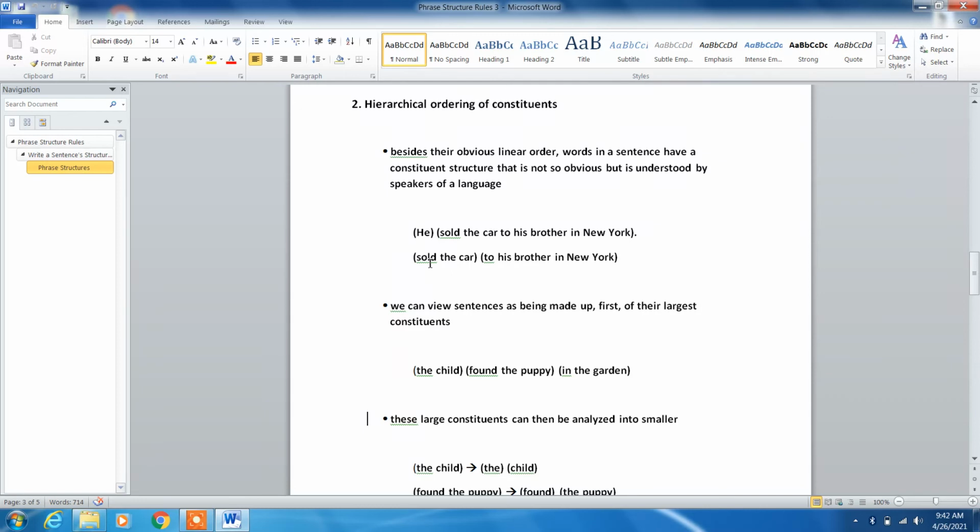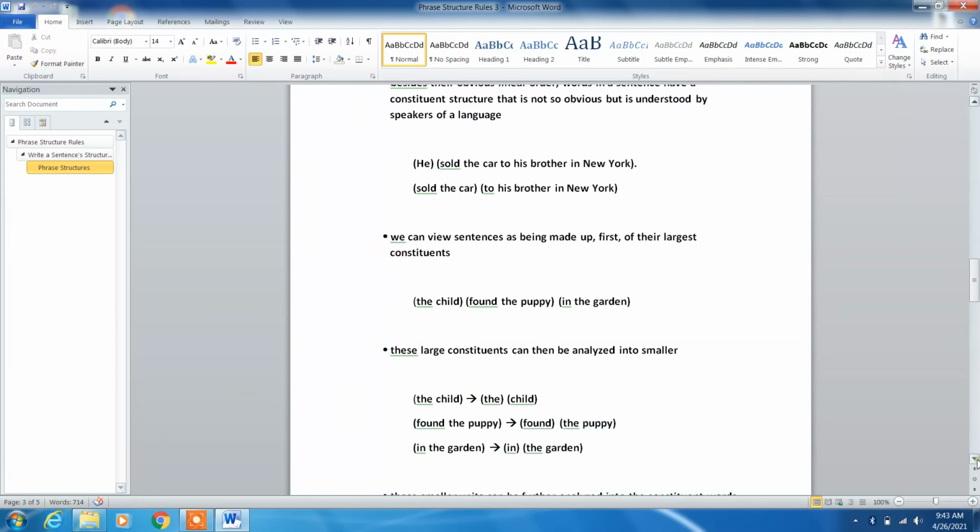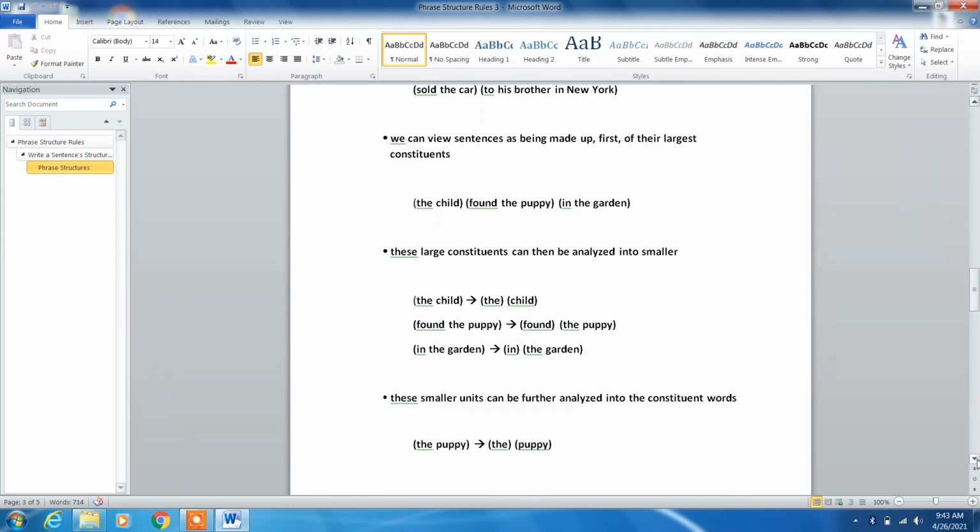Then this one, sold the car, is the VP, and this one, to his brother in New York, is also NP. Then the child found the puppy in the garden. This is NP, and this is VP. And again in this VP we have V, and this is an adjectival phrase, Adj P. Clear? So we see that the child, we divide it into the and child. So this is NP, this is determiner, and this is noun. So we have to divide into the small ones, and that is known as constituent analysis.